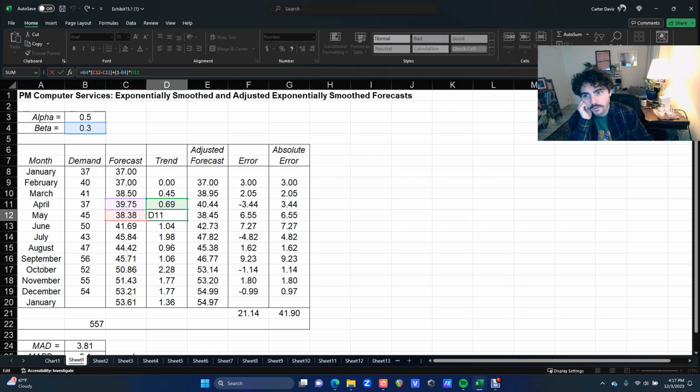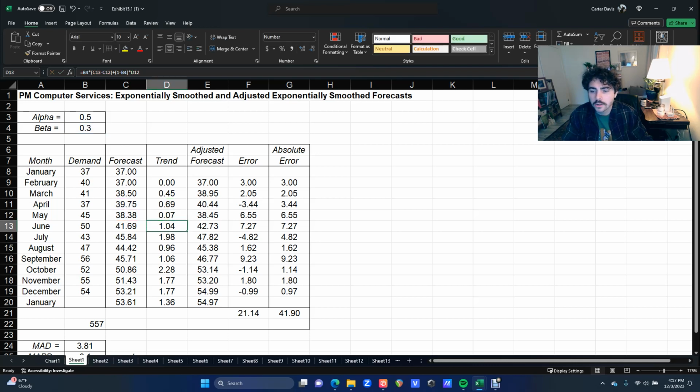So we do beta times the difference of the current and the previous forecast, plus 1 minus beta times the trend value. Again, it's got to use the previous trend value to calculate the new trend. It's a reiterative sort of equation. What is that called? Recursive. Yeah, so that's what it's doing. It's calculating the trend all the way down.